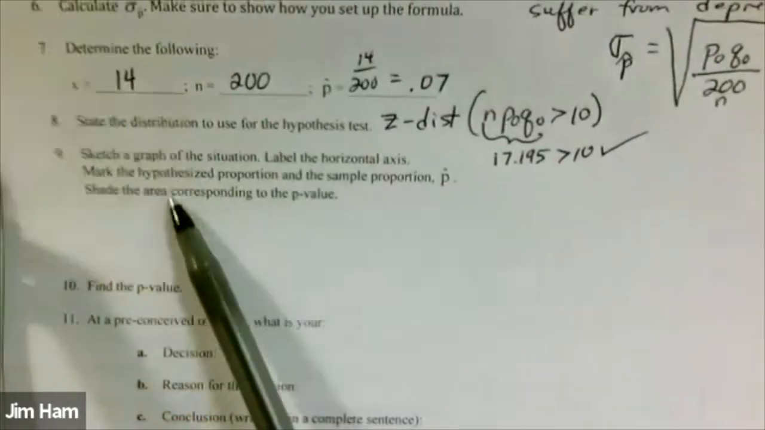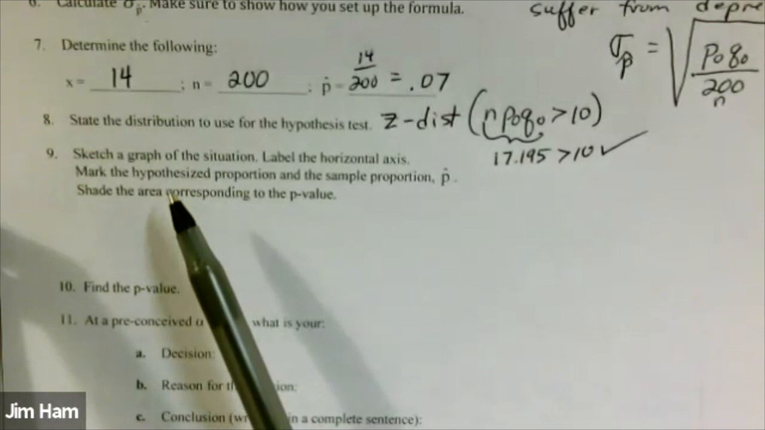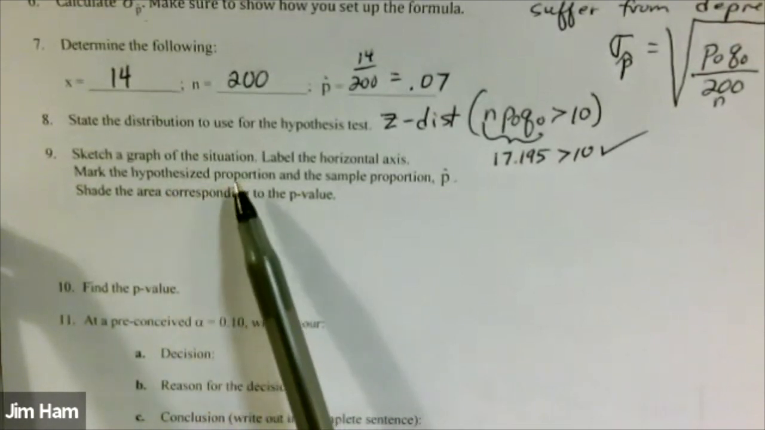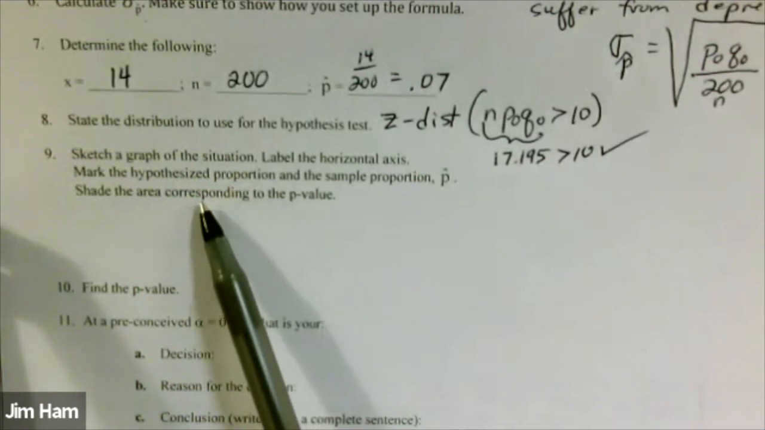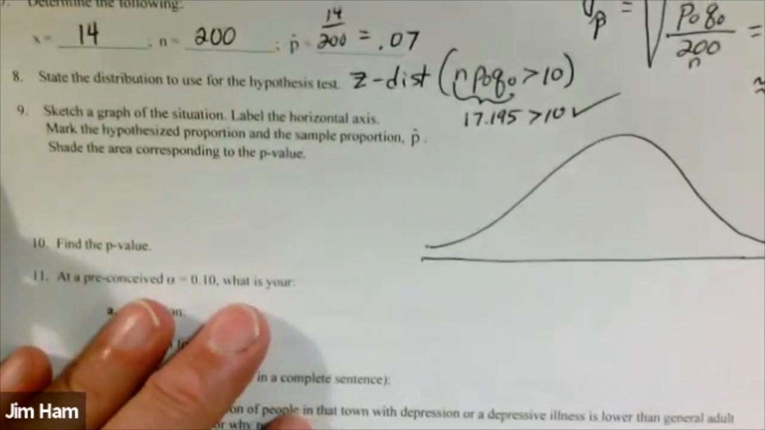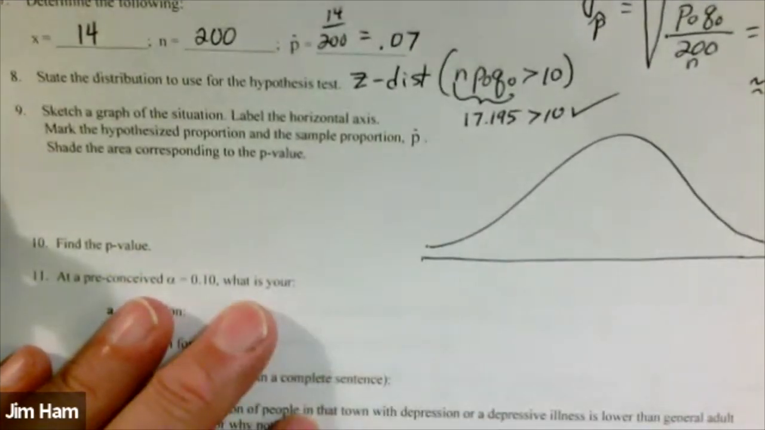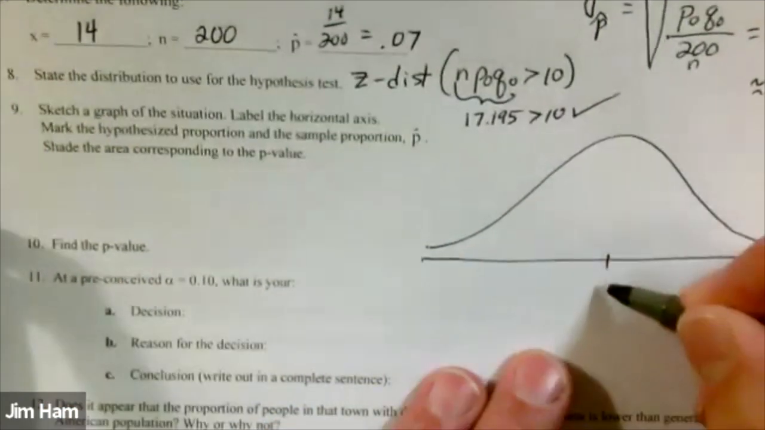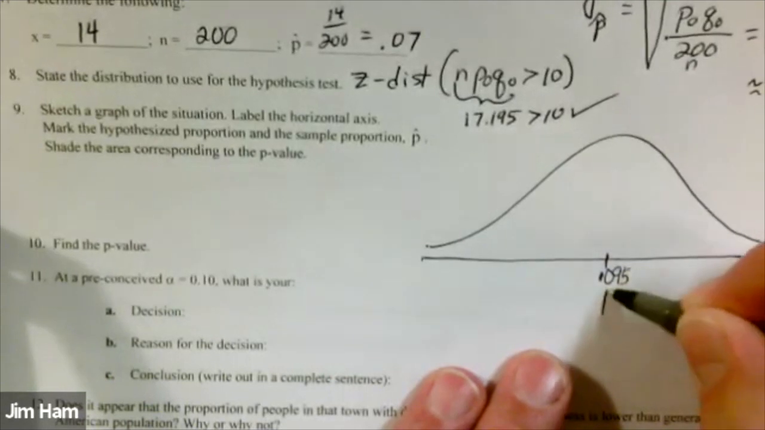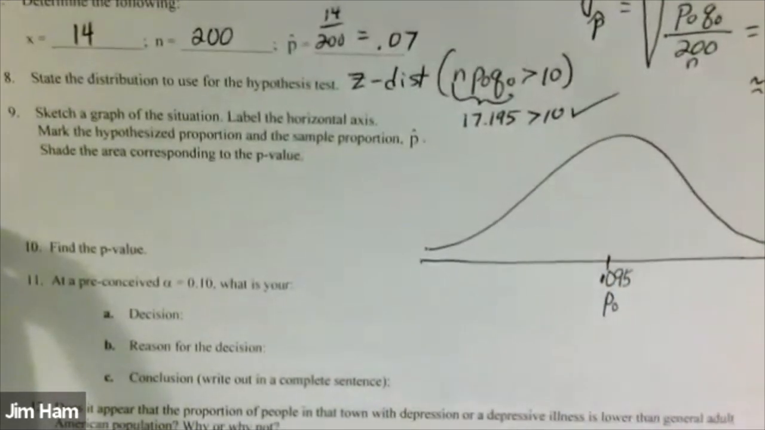Okay, next thing. We're going to sketch a graph of the situation. Label the horizontal axis, mark the hypothesized proportion and the sample proportion, shade the area corresponding to the p-value. All right, I'll do what they say. There are other graphs that we can construct here, but the graph they want us to construct here is the one that shows the p-value. So right in the middle is the 0.095, and this is what we assume to be true.